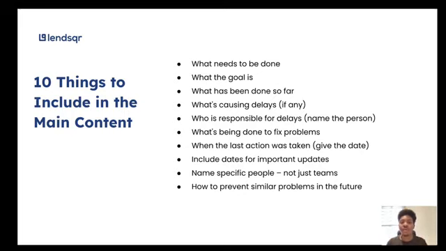What needs to be done, what the goal is, what has been done so far, what's causing delays, who's responsible, what's been done. So think of it as you started your project on this particular day, and you're going to send a report on this day. Your body should carry everything you've done over the course of that period: everything since your last report, or everything since the beginning of the project, if the report you're sending is your first.